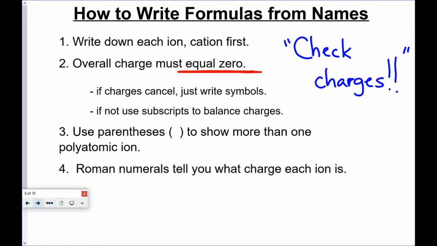All right, some students that like math find this really easy. Some students not a big fan of this. So to start, I'm gonna go slow through this, and then eventually for those that are good at math, you start to do this in your head. The whole goal of writing formulas from names is they have to have a total charge of 0. So we did this with ionic bonding. If charges cancel out, we just write the symbols. Otherwise, we use subscripts to balance out the charges. And then as we get to polyatomics, we're going to use parentheses. Roman numerals will tell you what charge each ion is. In my class, I do a song and dance, check charges.